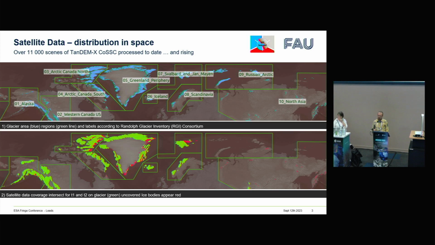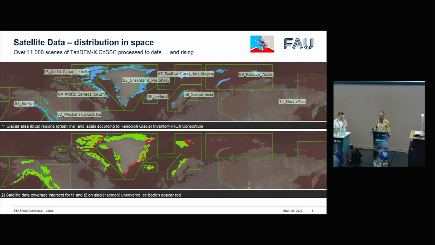Speaking of study sites, on the upper panel you see the Randolph Glacier Inventory regions 1 to 10 with labels, which are what we are looking at today, or more precisely parts of them, because as the abstract also indicated, it is a work in progress presentation. On the lower panel you can see where we managed to find overlapping footprints on glaciated area to compare, so to extract surface elevation change rates that can be converted to mass change.